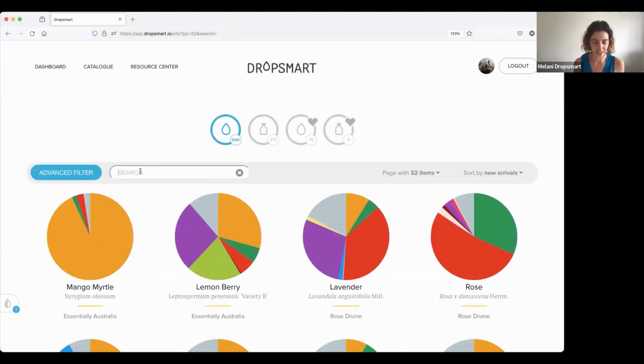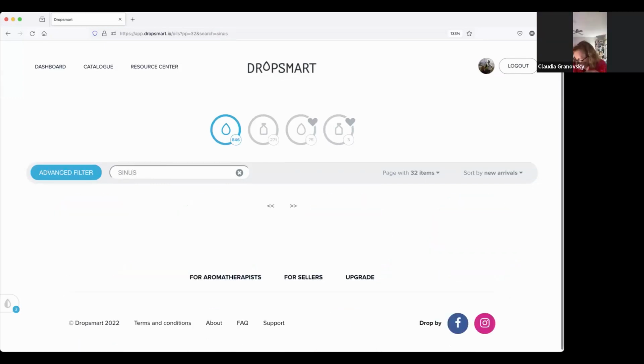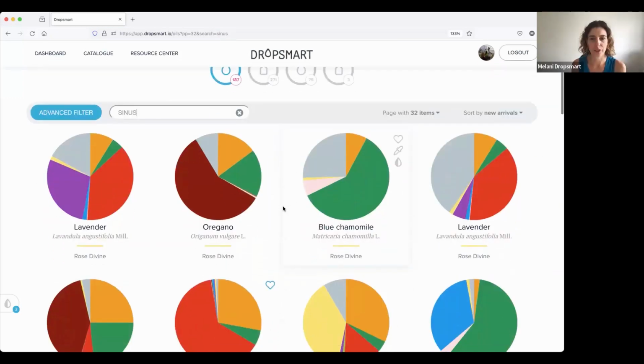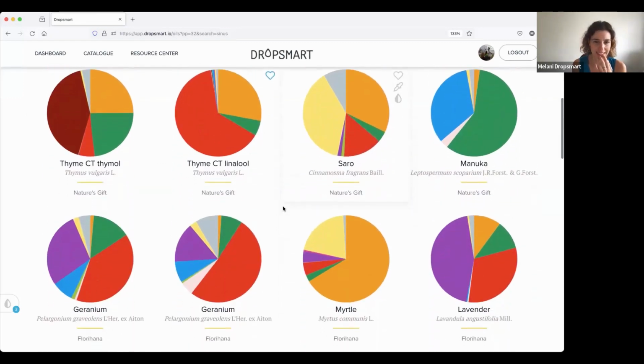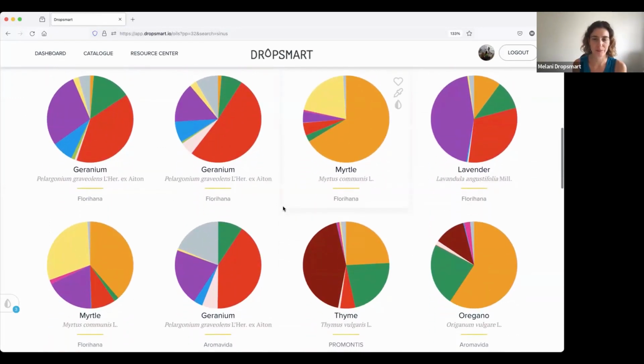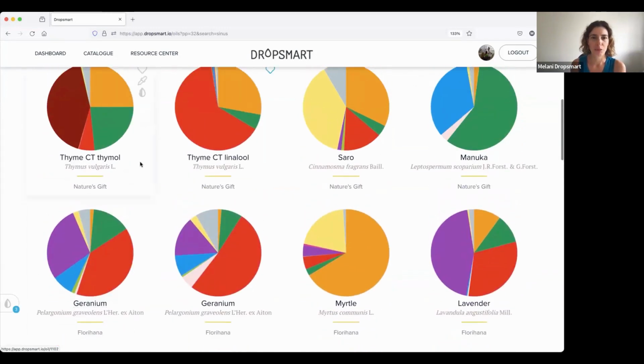You said sinuses, right? Yeah. You can also search for oils. So you can search for sinuses and get ideas here. Okay, so one I like is myrtle because it's such a beautiful blend already. So seeing an oil like myrtle, I take a look at this one, and I think anything I add to this oil will dilute it. So this is an oil that I would not blend with.